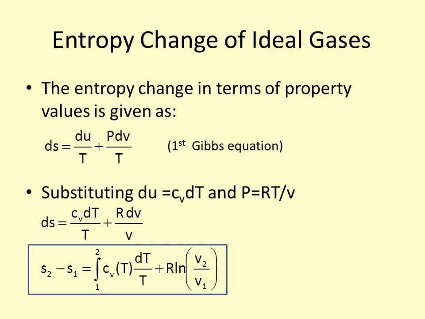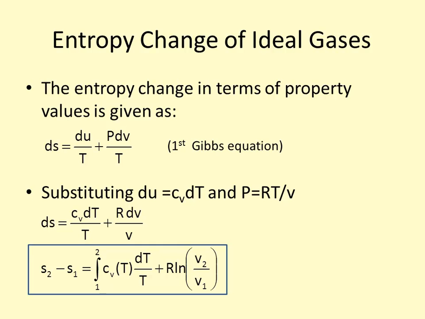So P is equal to RT over V. We can plug that into this equation for P right here. So we have RT over V, dV over T. And for dU, we can substitute in C sub V dT. So if we plug this into the equation for dS here, and we take this integral, we have the integral of C sub V dT over T plus R natural log of V2 over V1.